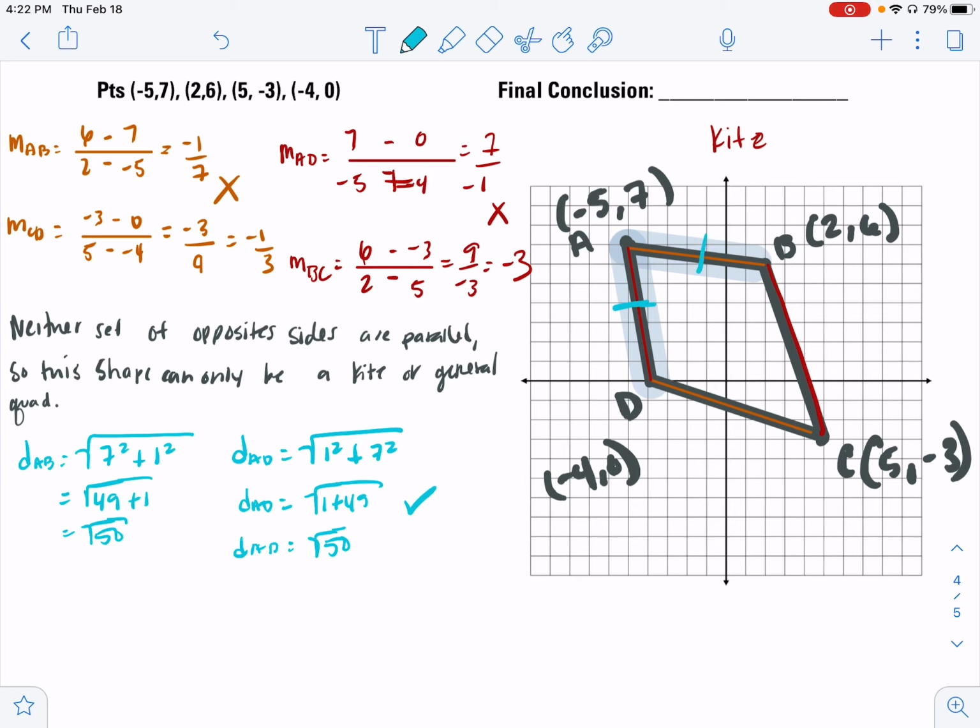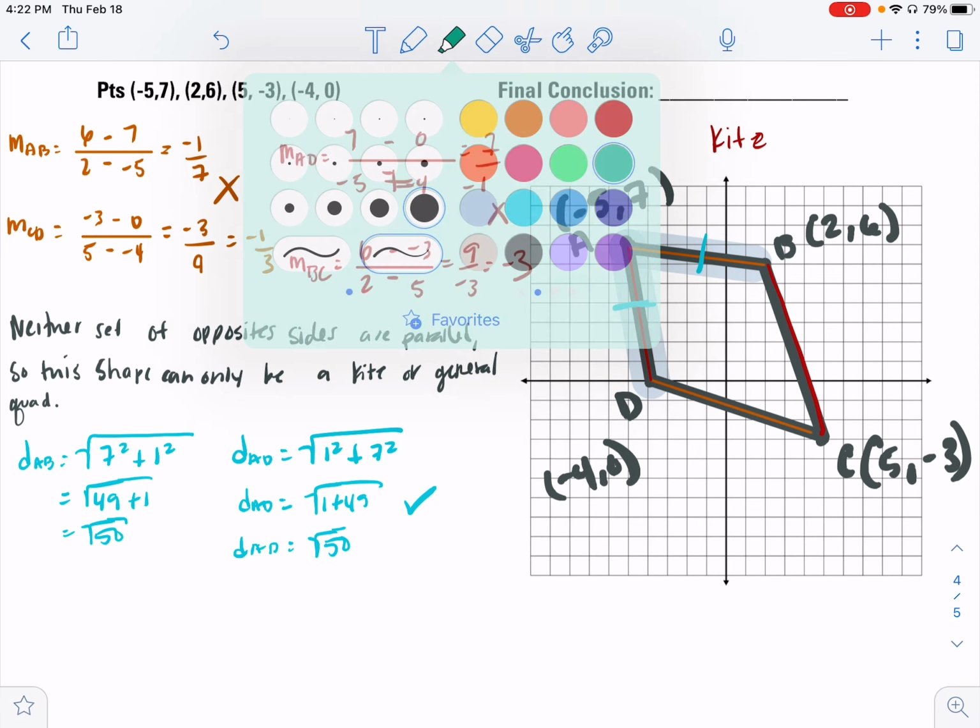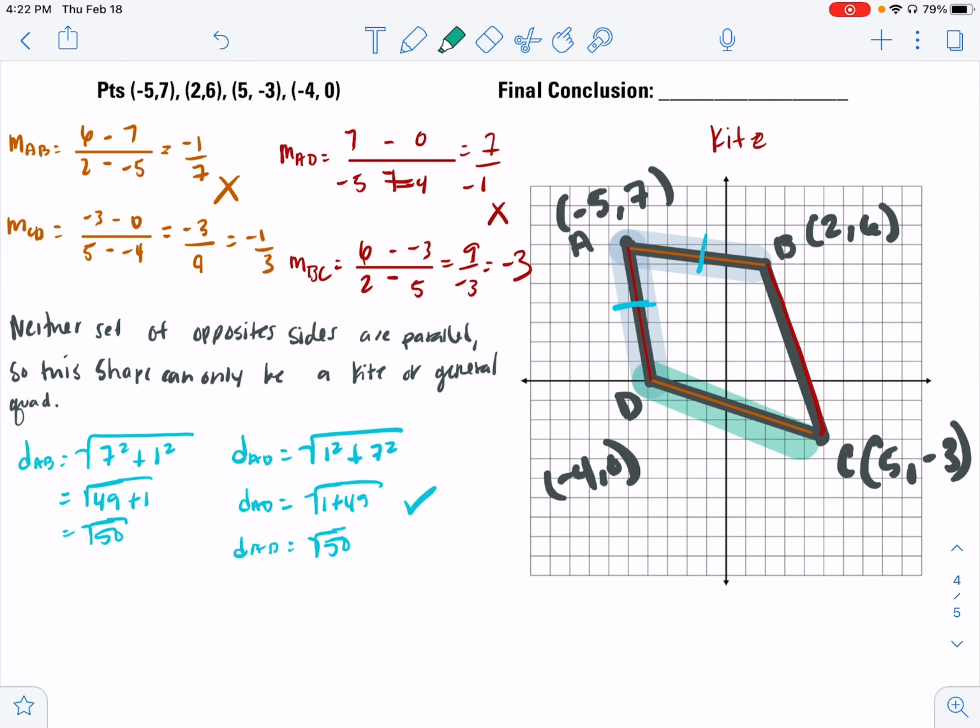But I'm not going to stop there. I need to actually see, are these two sides also congruent? So I also want to see, are CD and BC congruent? So I do need to find that as well. So here, my change in x is from -4 to 5, that's 9. And my change in y is from 0 to -3, so that's 3. Seeing what happened up here, that I had 7 and 1, I'm actually going to just go ahead and jump to the other one and see, do we get the same thing?